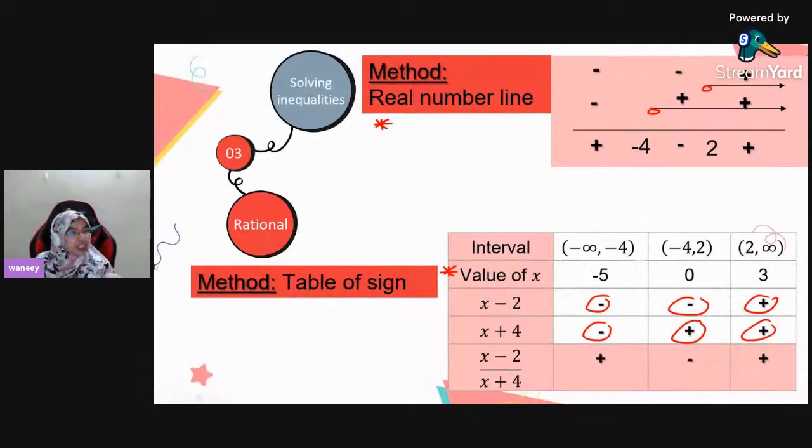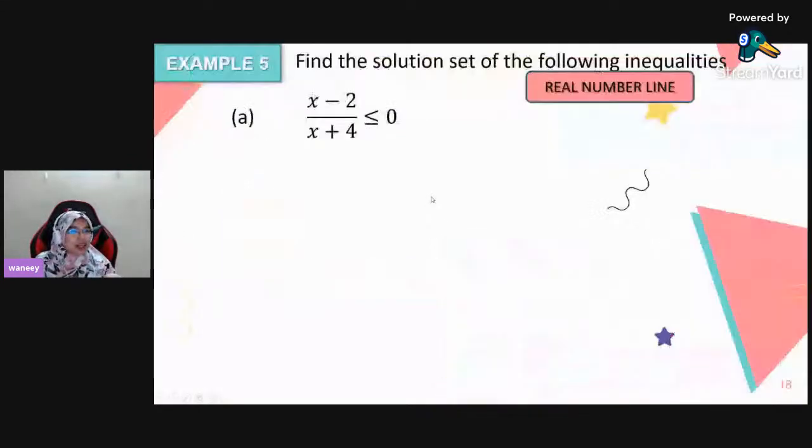Okay, so now I'm going to teach you for both. The first example, we are going to do the real number line. The second example, we are going to do the table of sign. Okay, so now the first method, real number line. Find the solution set of the following inequalities. So I already mentioned that you need to find the solution set. Therefore, your answer needs to be in the solution set. So I don't accept any solution interval, of course.